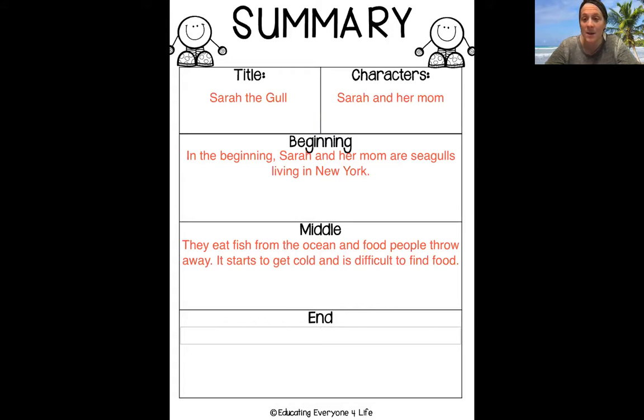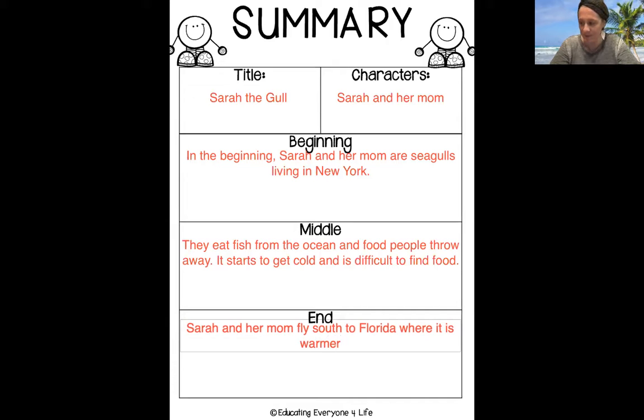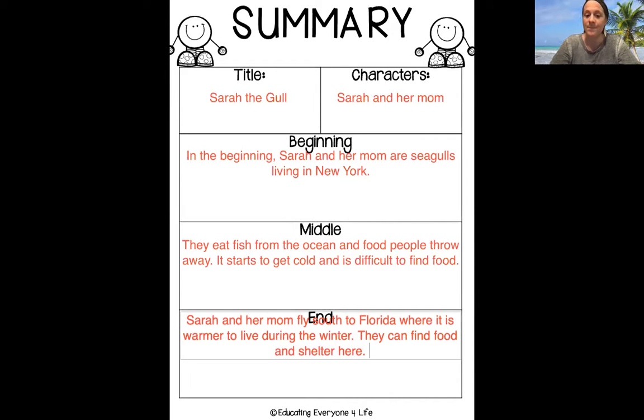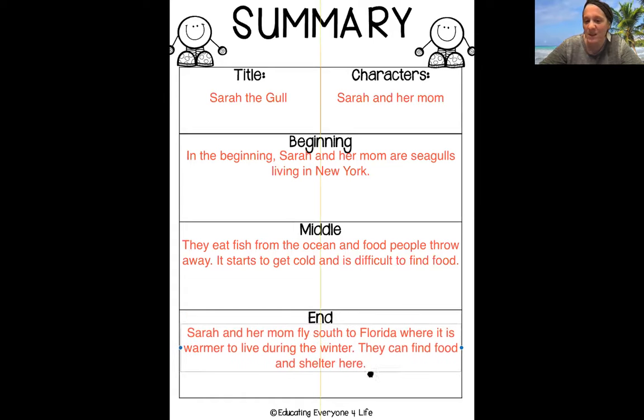Yes, they migrate south. It doesn't use that word in this story, but we know that word. But you don't have to write that if you don't want. So Sarah and her mom fly south to Florida, where it is warmer or colder? Warmer, where it is warmer. Good. To live during the winter. They can find shelter here. Good. You need to put that part because that part's important.